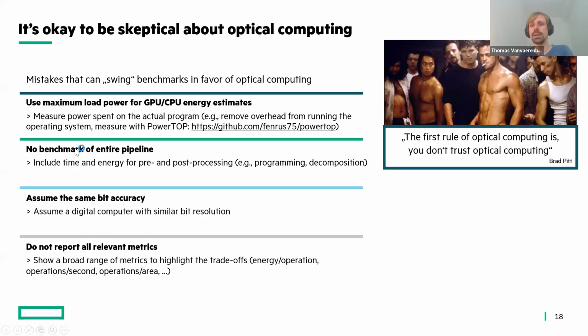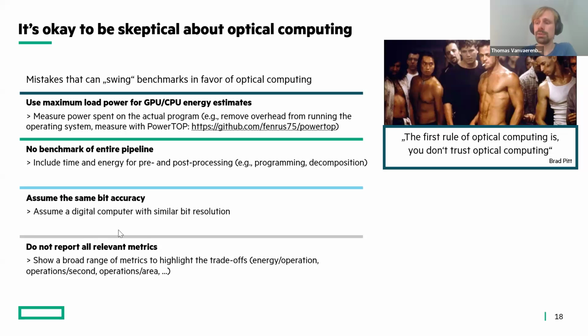There's not only the thing that you can speed up with your photonic core, there's pre-processing, post-processing. Don't forget to include that as well, because otherwise you might again be surprised that the thing that you actually try to improve might not really be the bottleneck anymore.